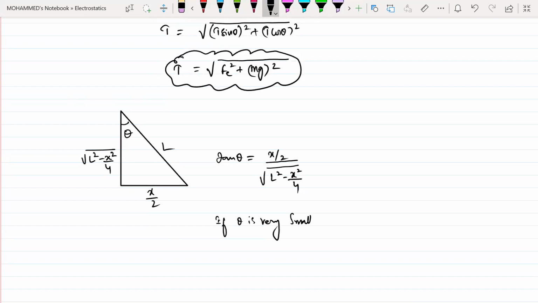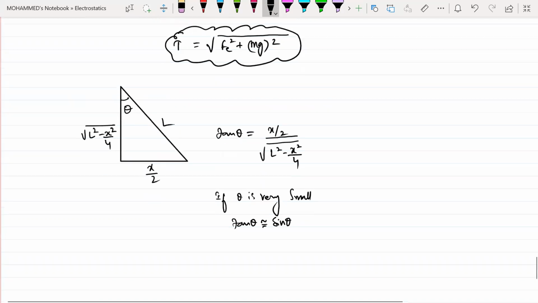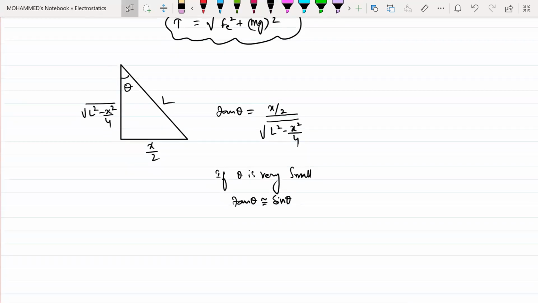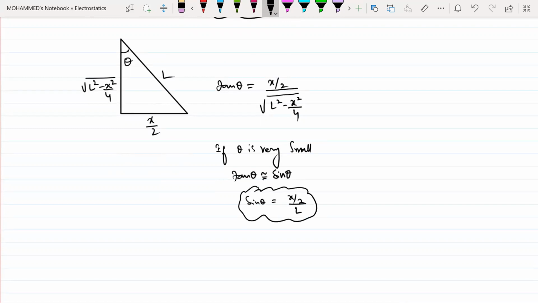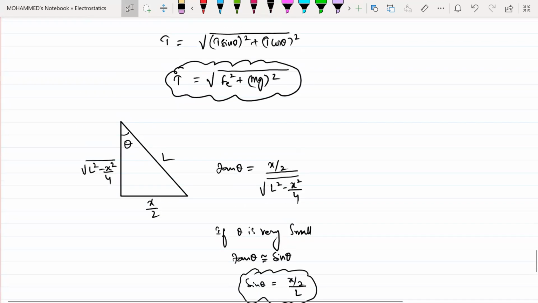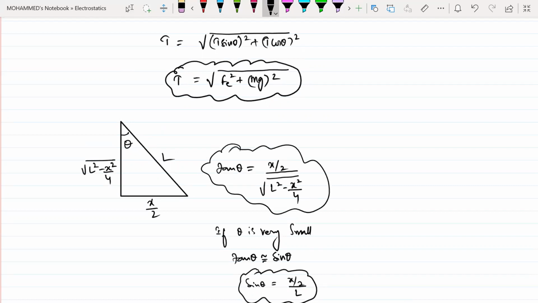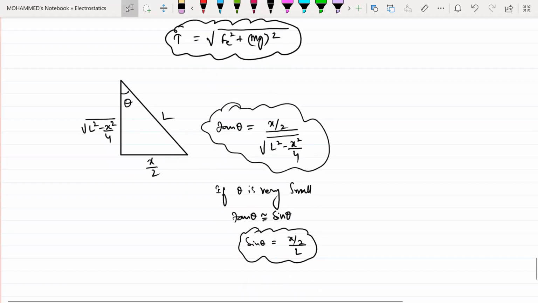If theta is very small, tan theta can be approximated to sin theta. This is the trigonometry which you should know. So sin theta will become x by 2 divided by L. If theta is large, like 30, 45, or 60 degrees, use the tan formula. If theta is small, like 10, 5, or 2 degrees, we use sin theta in place of tan theta, so sin theta is x by 2L.